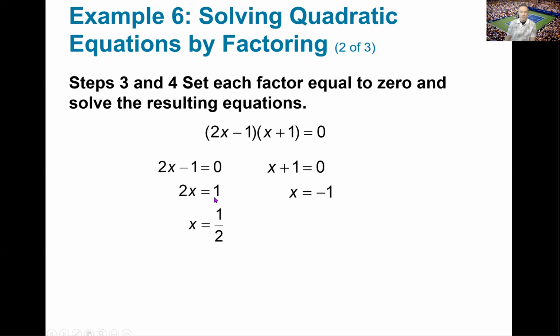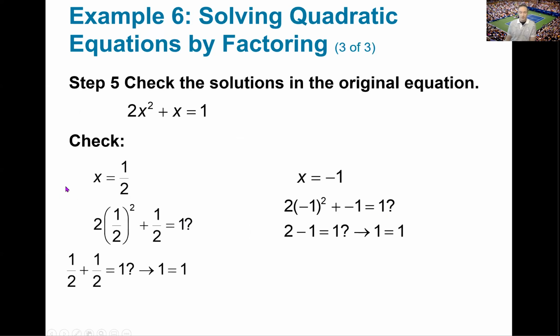This will give you 2x is equal to 1, and x is 1/2. Over here, you just get x equals -1. Now, I'm confident both of those are solutions, but if you wanted to check, all you'd have to do is plug it back into the original equation. You can say, well, if I'm trying to check 1/2, I'll have 2 times 1/2 quantity squared plus 1/2.